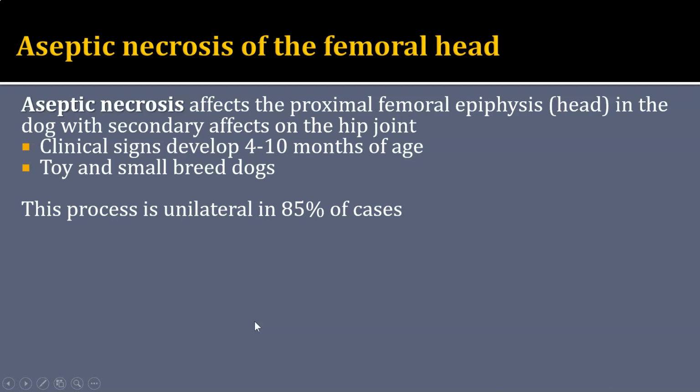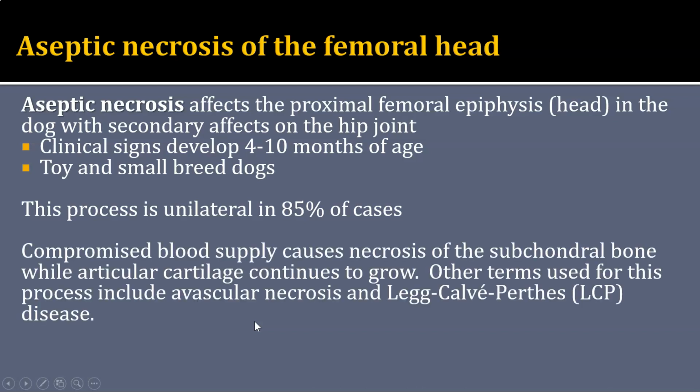Aseptic necrosis affects the proximal femoral epiphysis, or the femoral head, in the dog, with secondary effects on the hip joint. The clinical signs develop approximately 4 to 10 months of age, and the patients affected are toy and small breed dogs. The process is unilateral in 85% of cases. Compromised blood supply causes necrosis of the subchondral bone, while articular cartilage continues to grow. Other terms you will see used for this process include avascular necrosis and Legg-Calvé-Perthes, or LCP disease.